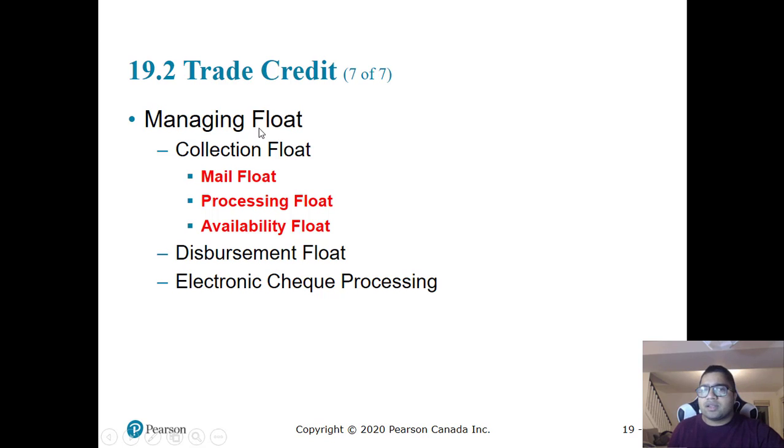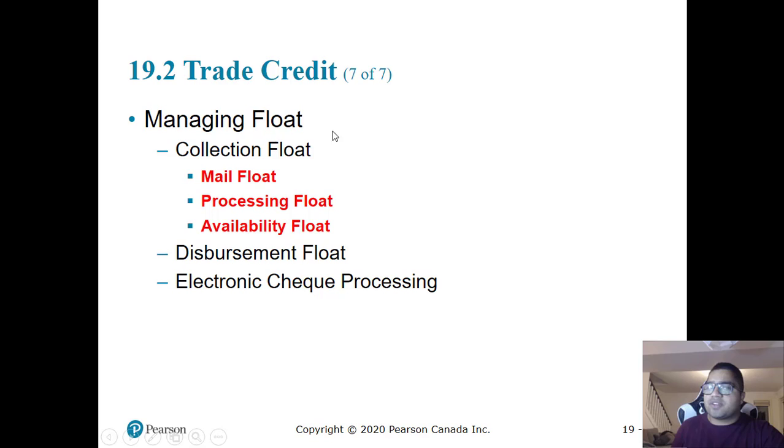Okay. Now the other side of credit is the credit that you extend to your consumers. So the credit that you extend to the consumers involves collection float, disbursement float, and electronic check processing. So the time it takes for your customer to pay you is composed of, maybe he pays you but the check hasn't arrived, that is mailing float. Then you get the check but your department takes time to process it, that is processing float. And availability float is you put it in the bank but the bank takes time to pay you. So that also is a factor that you need to count in.